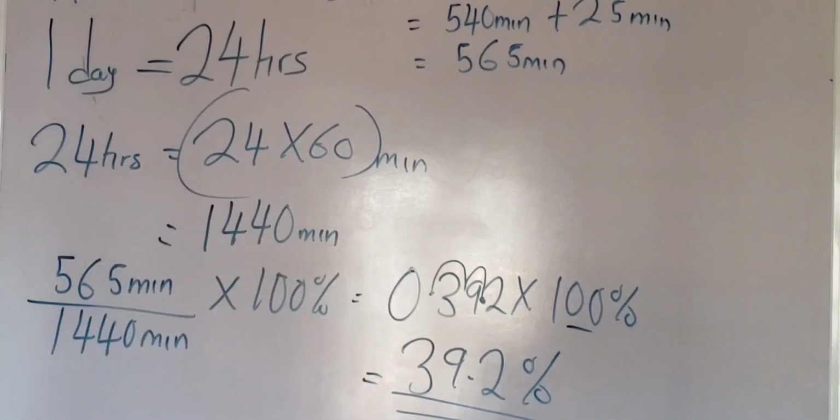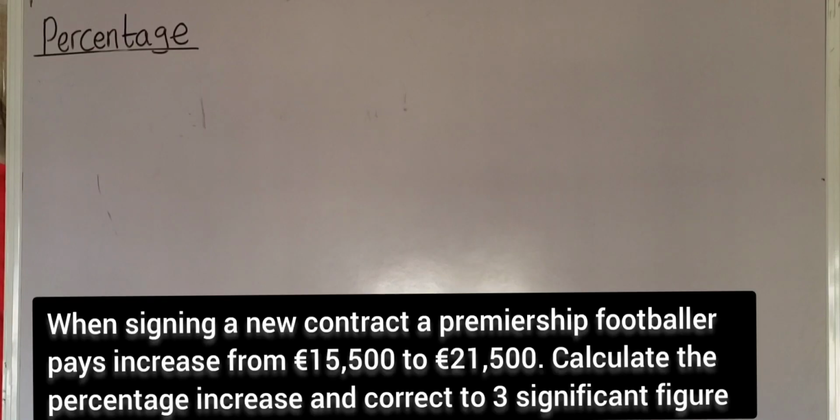I'm very sure you understand how I got that 39.2. If you didn't understand, you can watch it again, okay? Now let's proceed to the next question. When signing a new contract, a Premiership footballer's pay increased from €15,500 to €21,500 per week. Calculate the percentage increase correct to 3 significant figures.